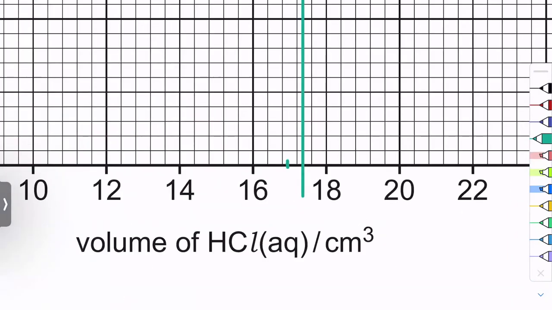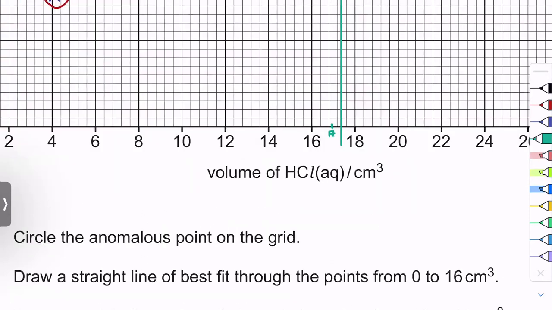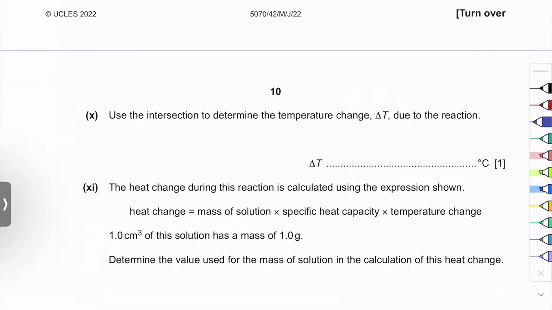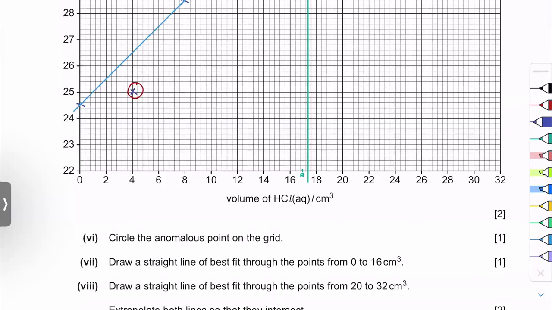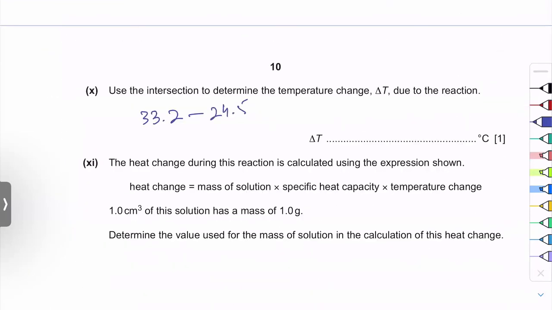And if this is 17, so I guess we can do anything, let's say 17.5. Okay. Use the intersection to determine the temperature change. The highest point I had was 33.2. The starting point I had was 24.5. I'll subtract them. What do you get?